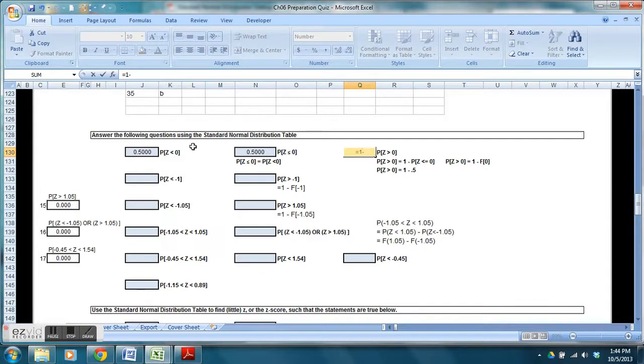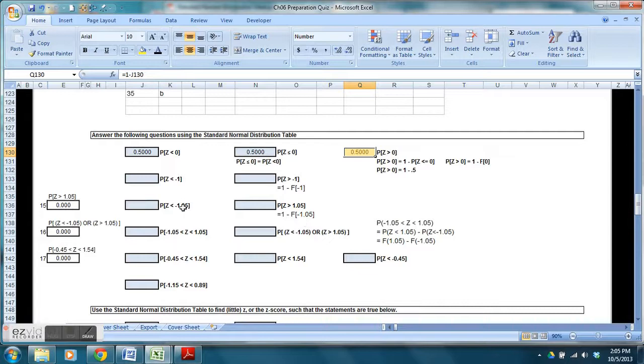1 minus 0.5. This is lit up yellow because I'm still in the process of creating this workbook. I think the majority of these are going to go yellow from now on. Don't worry about it. It has nothing to do with these video solutions.